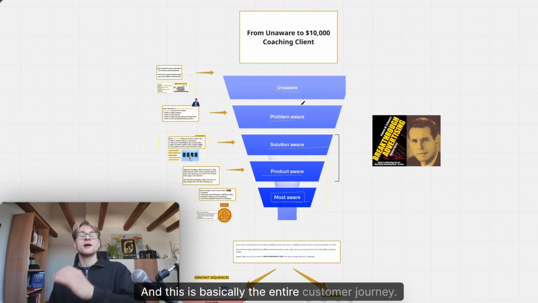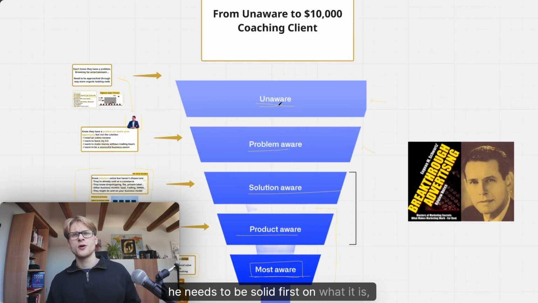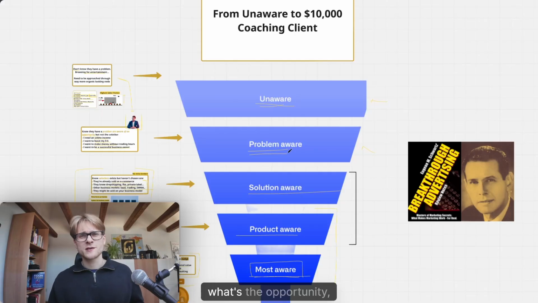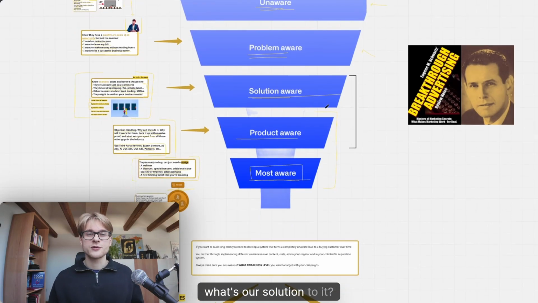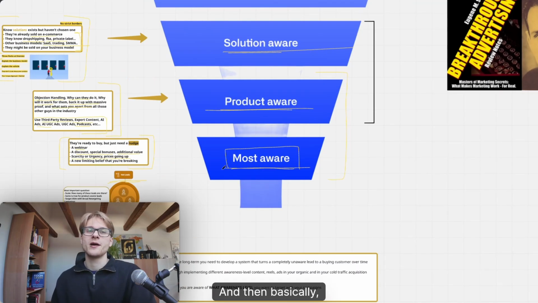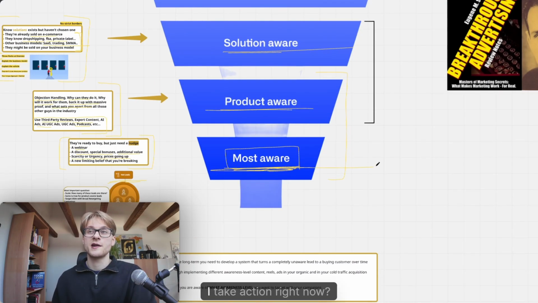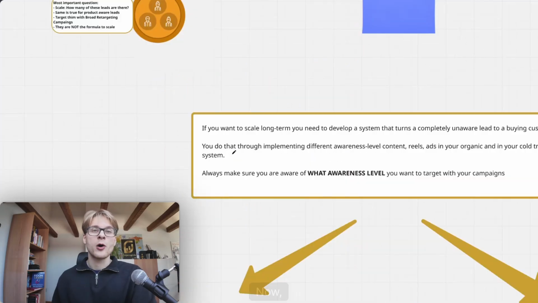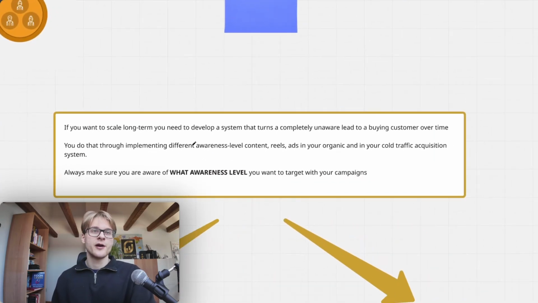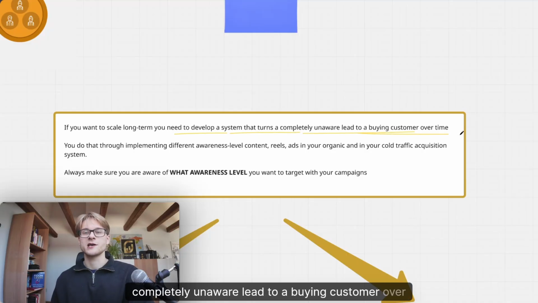And this is basically the entire customer journey. So when someone starts, he doesn't know us, he needs to be sold first on what it is, what's the opportunity, what's the problem, what's our solution to it, what is our product, and then basically is there a special occasion, urgency, or why should I take action right now? Now, if you want to scale long-term, you need to develop a system that turns a completely unaware lead into a buying customer over time.